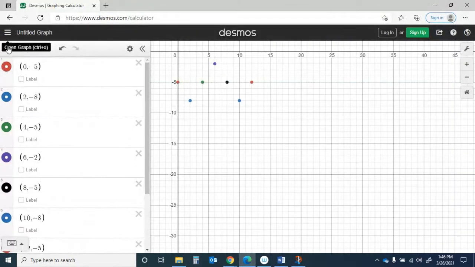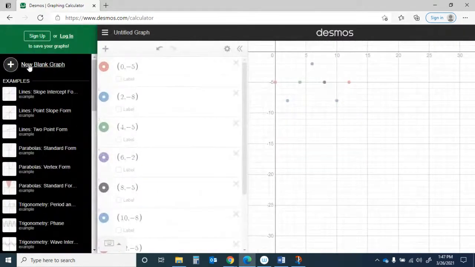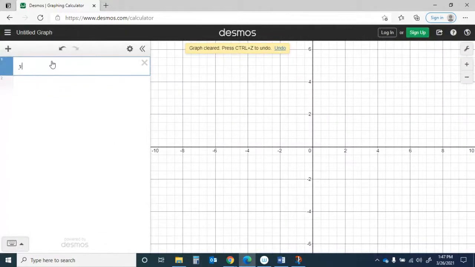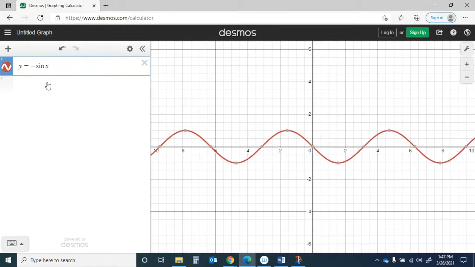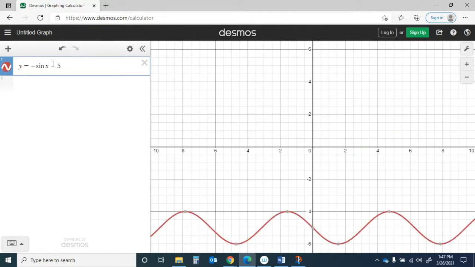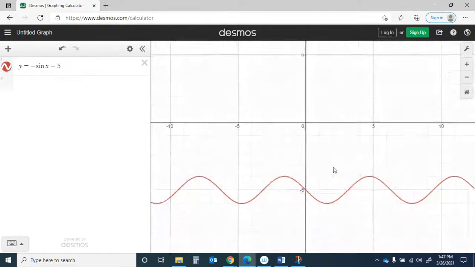So let's get a, how do I do that? New blank graph. All right. So let's look at y equals sine x. All right, so see, normally sine goes up first and comes back down. So this is what we noticed already. It's been reflected by having a negative in the front, and it's been shifted down to have a new midline at -5. Already we're kind of on our way.